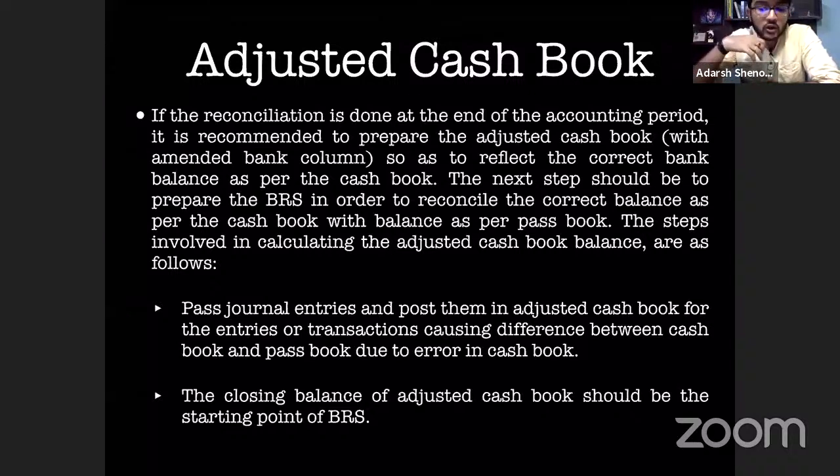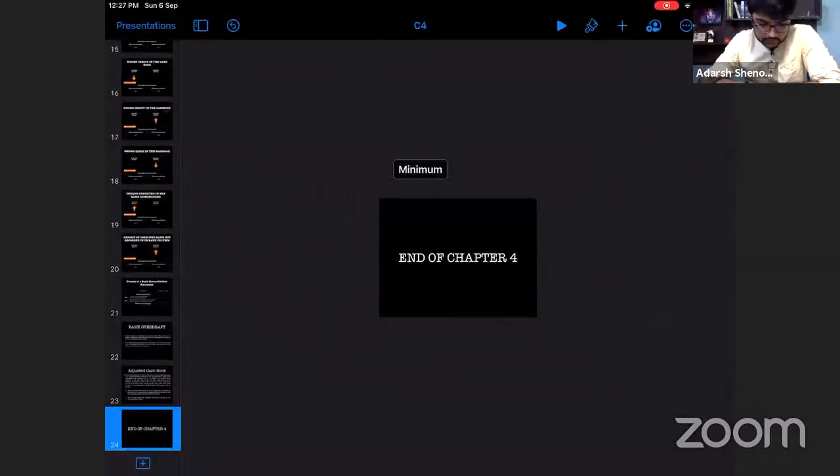So you will have a list of causes of difference, but out of those, only the items which are because of an error in the cash book must be picked. If it is causing a difference and it is because of an error in the cash book, that is to be picked. The closing balance of the adjusted cash book should be the starting point of the BRS. So always remember the sequence goes like this. First we prepare the adjusted cash book, the amended cash book, and after that we prepare the BRS. Wherever the problems ask us to prepare the amended cash book balance, or to determine this balance, first we have to prepare the amended cash book, and after that we prepare the bank reconciliation statement. Okay.